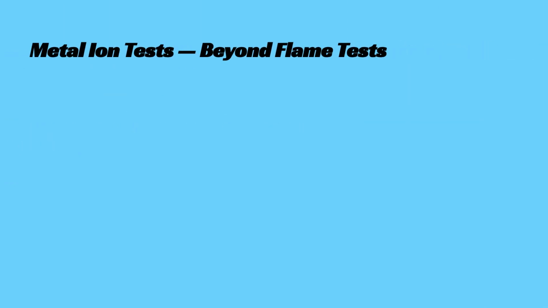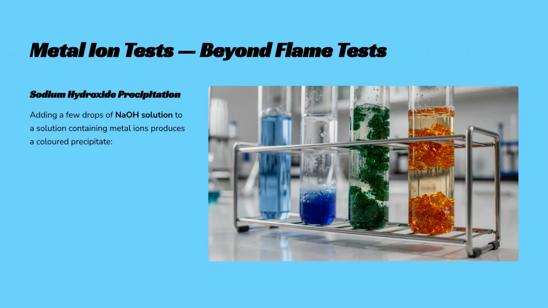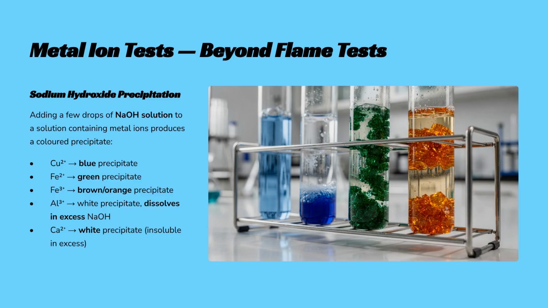Beyond flame tests, metal ions can be identified using sodium hydroxide solution. Adding NaOH produces colored precipitates, blue for copper, green for iron 2, brown or orange for iron 3, and white for calcium. Aluminum produces a white precipitate that dissolves in excess NaOH.